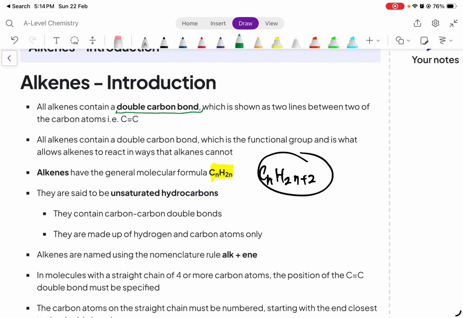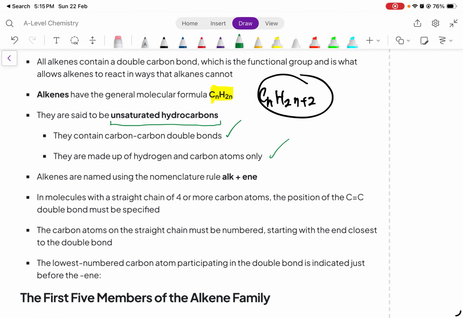OK，那如果是这样子的 carbon-carbon double bond 的时候，我们就会讲它是 unsaturated. So you can see that it's given that it's unsaturated, it will contain double bonding and also be made up of hydrogen and carbon atoms only. 这个就是我们的 unsaturated hydrocarbon 的一个 group. In terms of the naming，我们会加 ENE. Okay, in terms of the alkene family.